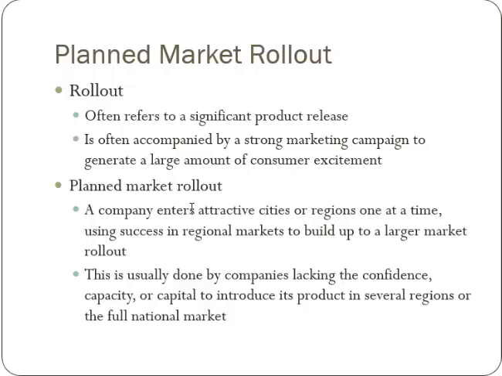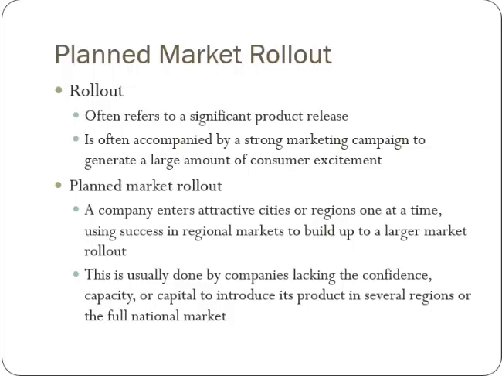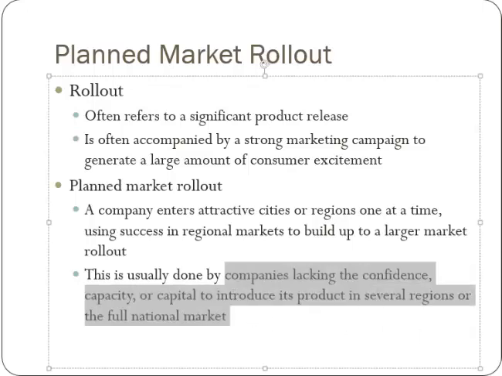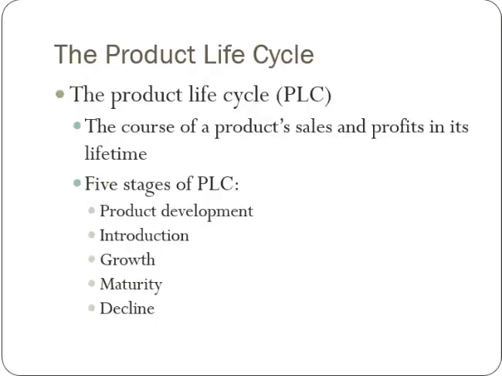So a company enters attractive cities or regions one at a time and then tries to build up a large market rollout. Now, if it's a huge company like Walmart, it might roll out a new line of products around the country instantly. But if you are a relatively small company, you might want to have a smaller rollout in a smaller area to see how well it works, before risking the expense involved in a much larger rollout and manufacturing process. This is also done by companies that don't have the capacity or capital or even confidence to introduce in several regions at once. You want to try it once, see if it works, before you invest the resources necessary to roll it out in a second big market or across the country.